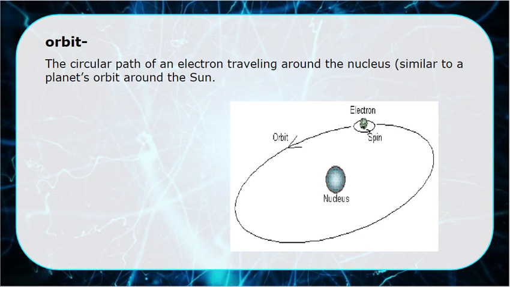So, orbit. An orbit, in this case, is the circular path of an electron traveling around the nucleus. This is similar to a planet's orbit around the sun.